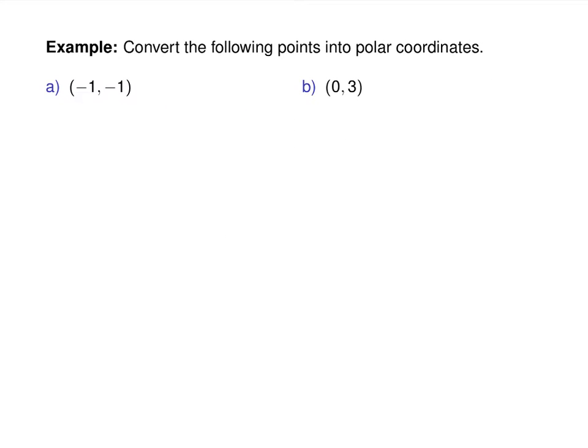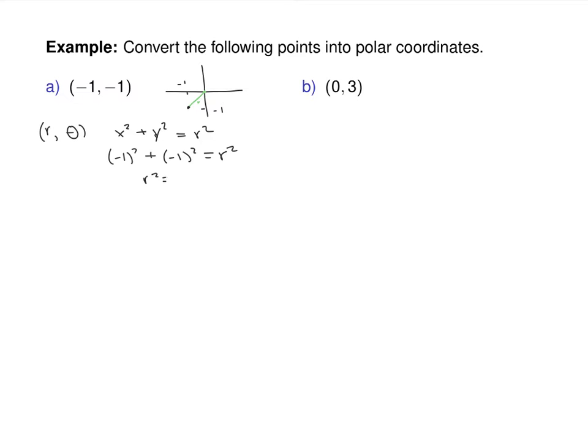Okay, so let's convert the following points into polar coordinates. So first it helps to plot the point. So the point that we're looking at is (-1, -1). So back 1, down 1, there's our point. So we need to find the r, and we need to find the theta. So r is the distance from the origin to that point. And to find that, we use the Pythagorean theorem, which says that x squared plus y squared equals r squared. So negative 1 squared plus negative 1 squared is r squared.